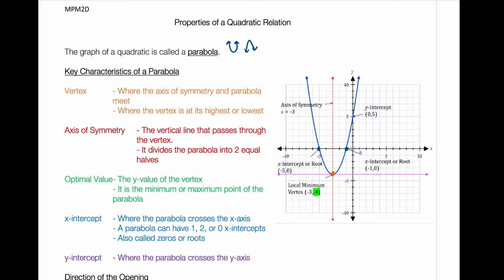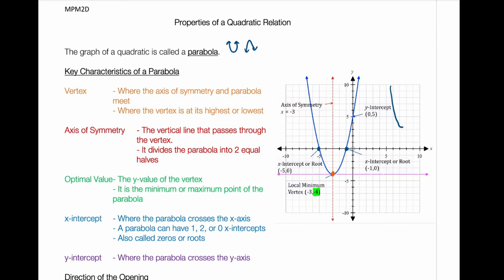In the example we see here, we have 2 x-intercepts. It crosses the x-axis twice. We've seen examples where it can only have 1 x-intercept, where it only crosses once, where basically the vertex is on the x-axis.